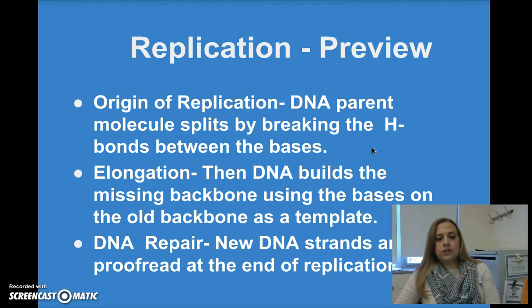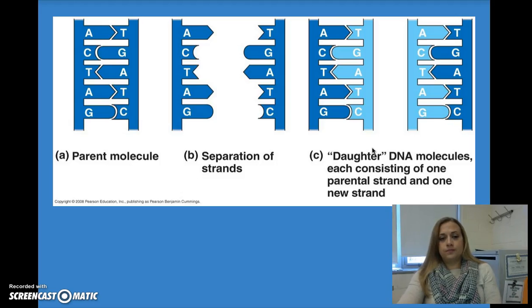After that happens, then you're going to have DNA repair. And so this is when the new DNA strands are proofread at the end of replication. So obviously keeping the DNA molecule correct is really, really important. And so the DNA is going to have to be proofread after the replication takes place so that any mistakes can be fixed. So this is just, again, showing you, so here's your parent molecule.